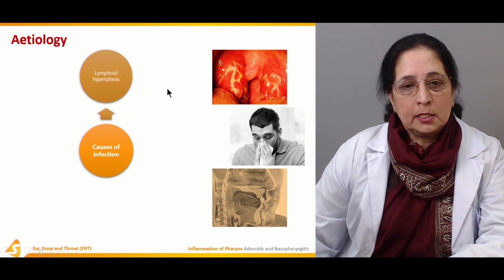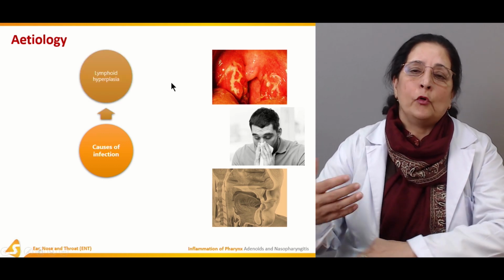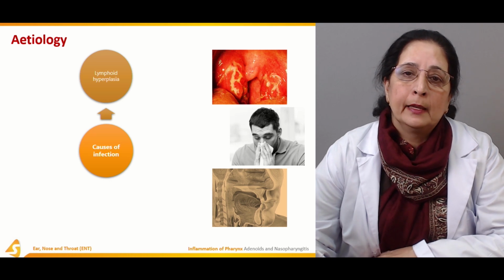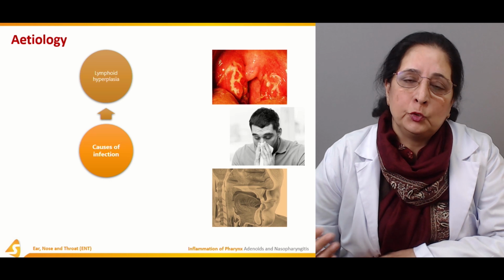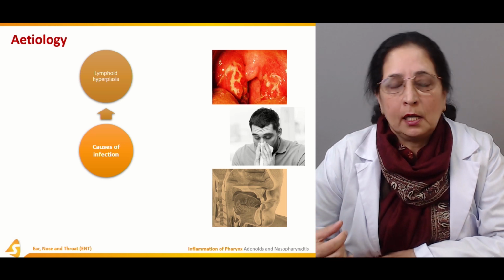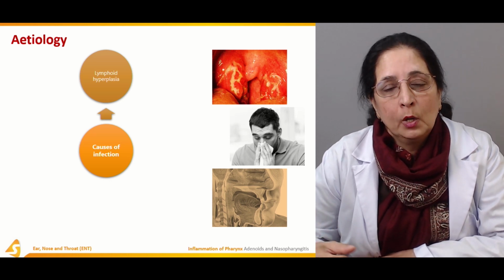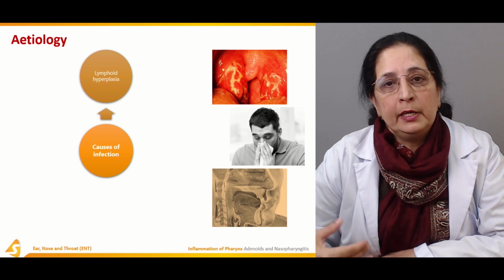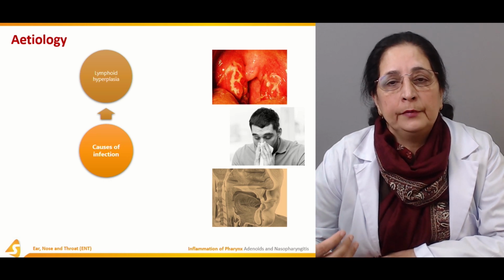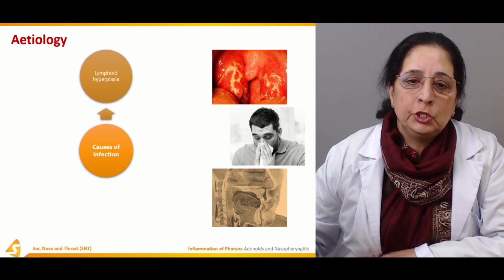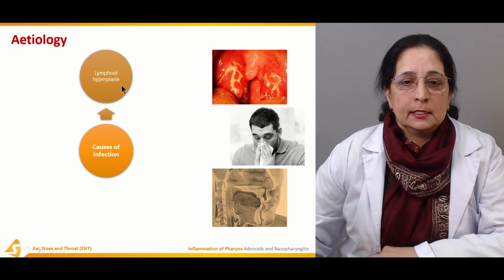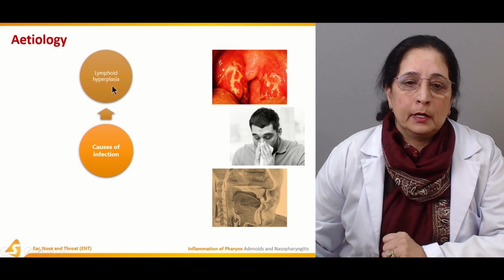So the causes of infection, again, lymphoid hyperplasia. Whenever there is hyperplasia of lymphatic tissue, because adenoids are lymphatic tissue, the hypertrophy and hyperplasia of this lymphatic tissue can lead to adenoiditis. So lymphoid hyperplasia.